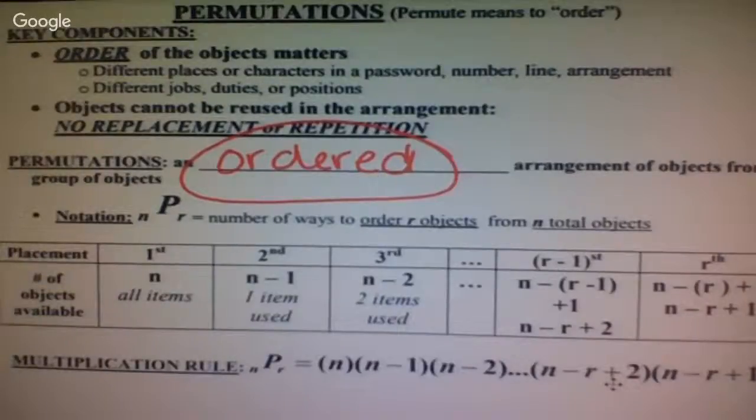Your notation then is nPr. n is the total objects. r is the number of ways to order them. So how many do I need? Do I need 4 of them? Do I need all of them? Do I only need 2 of them?